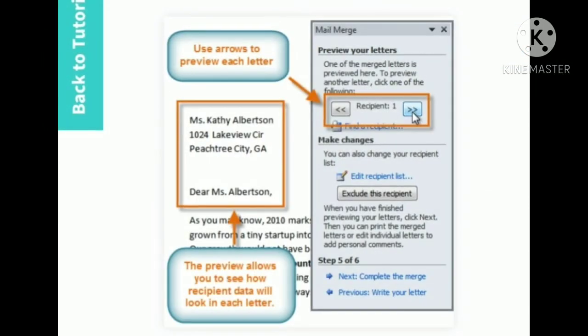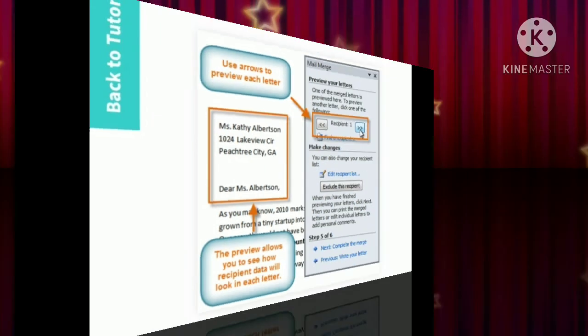Step 5. First, preview the letter to make sure information from the recipient list appears correctly in the letter. You can use the left and right scroller arrows to view each document. Second, click Next: Complete the Merge to move to step 6.